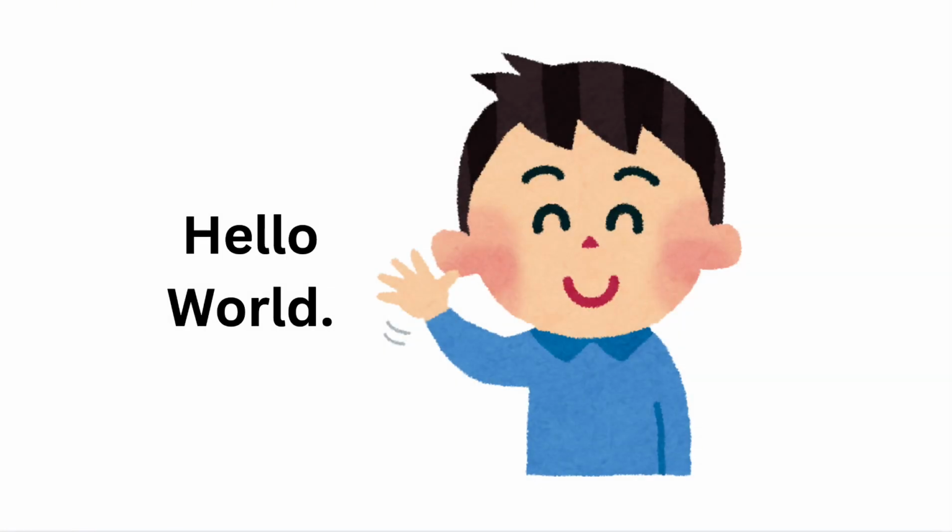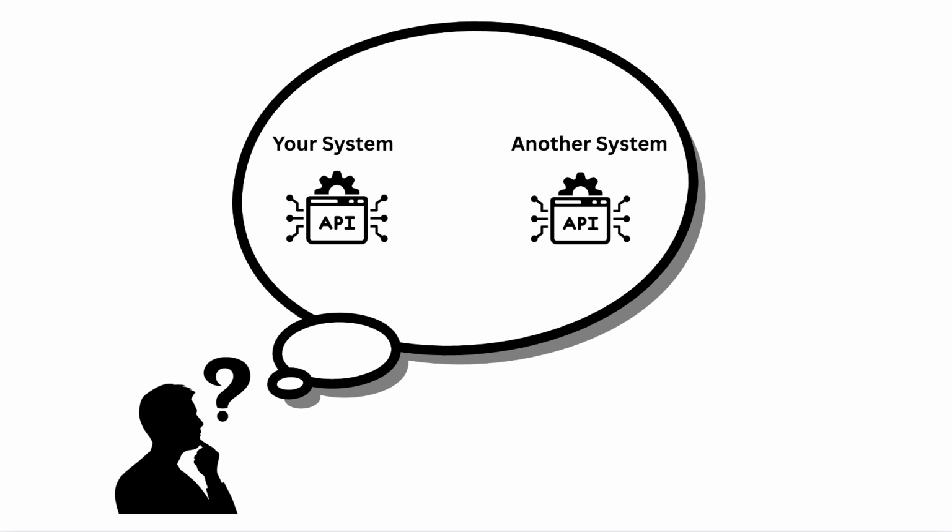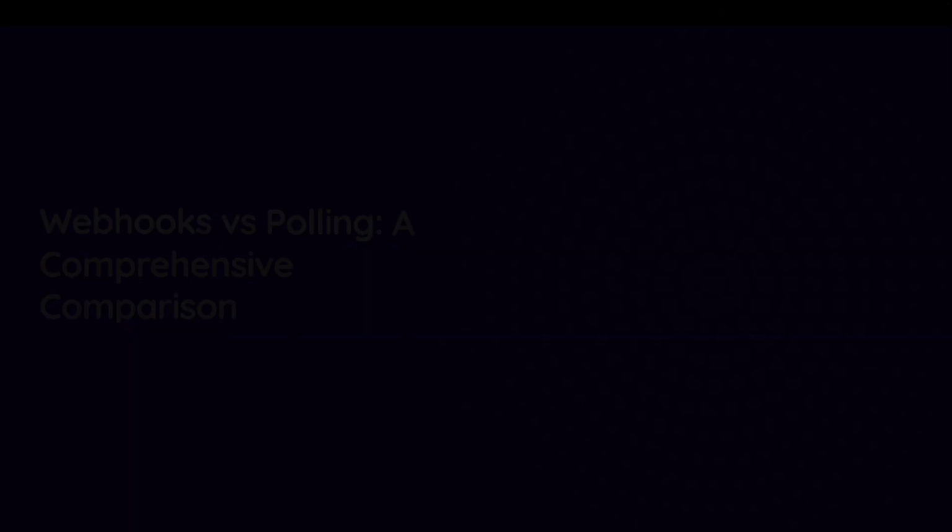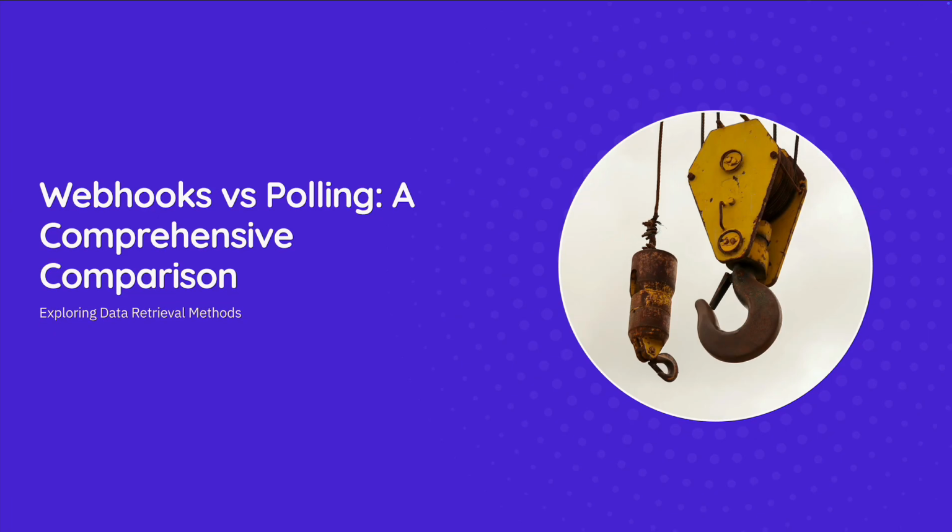Let me ask you this. Have you ever built an integration where your app needed to know when something happened in another system, but you weren't sure how to stay in sync? Do you keep checking for updates? Or should you wait for them to notify you? Today, we're talking about the difference between webhooks and polling, two common patterns for keeping systems in sync.